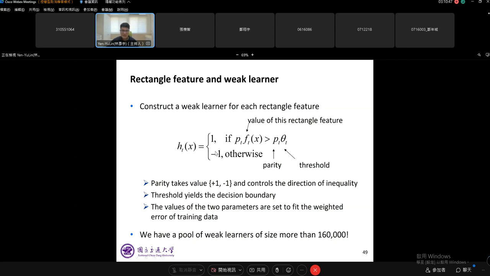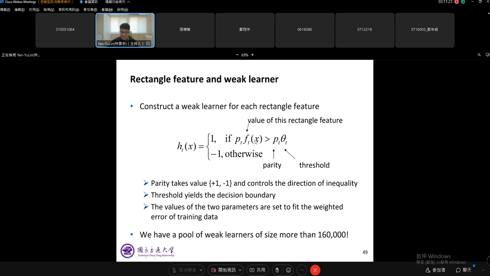In this slide, I'm going to specify how to use a rectangle feature to construct a weak learner. A weak learner is a binary classifier. Given a 24 by 24 pattern as the input, we want to predict if this pattern is face or non-face, positive or negative. So let's look at how to use a rectangle feature to carry out classification.